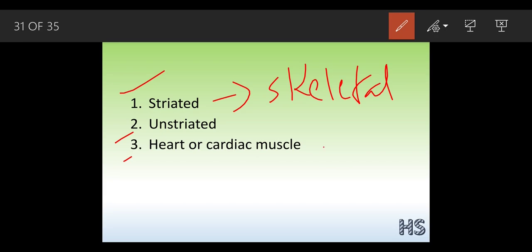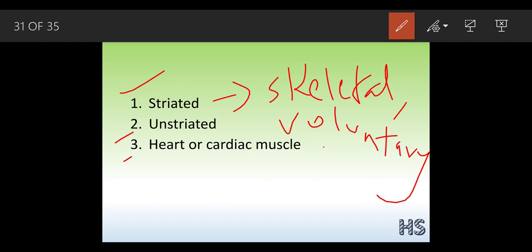They are voluntary in nature. What do you mean by the word voluntary? Voluntary means which is under our control, which is under the control of the will. Suppose I tell you, pick up a pen. Definitely it is under your will whether you pick up the pen or not. So this is called voluntary, which is under our control.